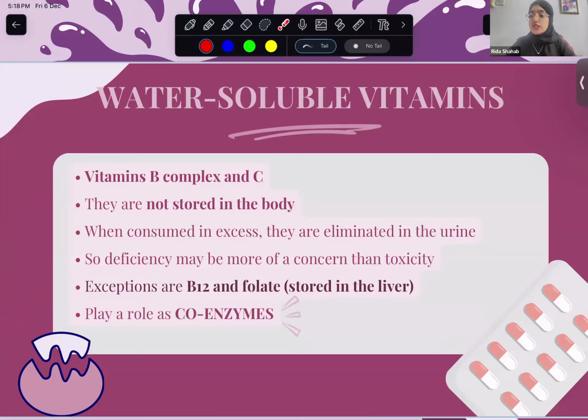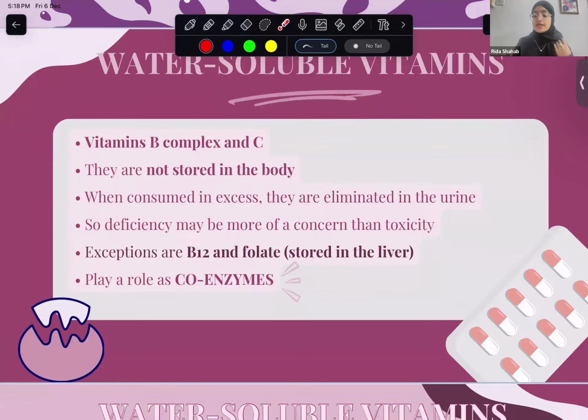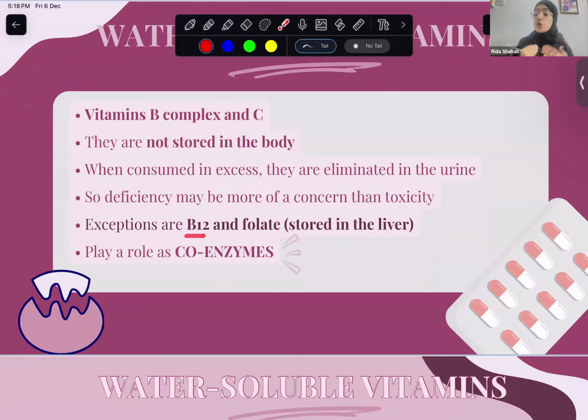One thing is they're not stored in the body. So with your common sense, you can already tell that if they're not stored in the body, you need to take them from your diet. So your diet must be enriched in these vitamins. And when you consume these vitamins in excess, they're going to be eliminated in the urine. Deficiency of these vitamins is going to be more of a concern than toxicity because it will indicate that you're not taking these vitamins in your diet, and you need to. Exceptions of vitamins that are stored in the body are B12 and folate. You still take them in your diet.